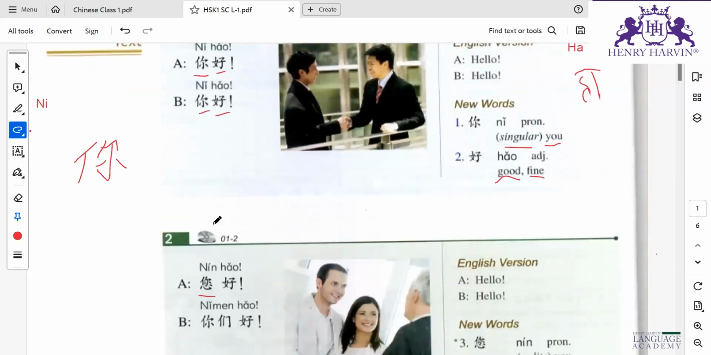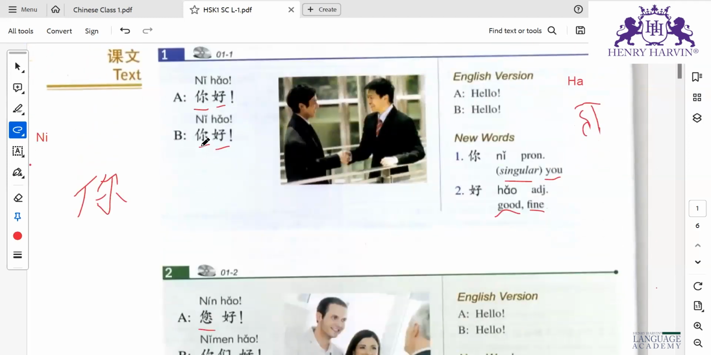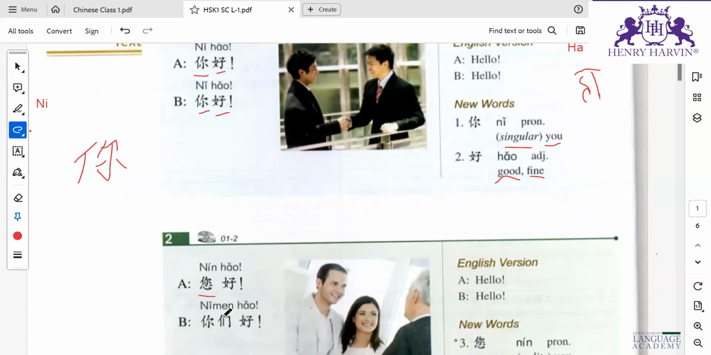Both these characters are different, this and this, right? And the pinyin is also different, right? This is ni and this is nin. So we have different pinyin for each character. The pinyin is nin hao.